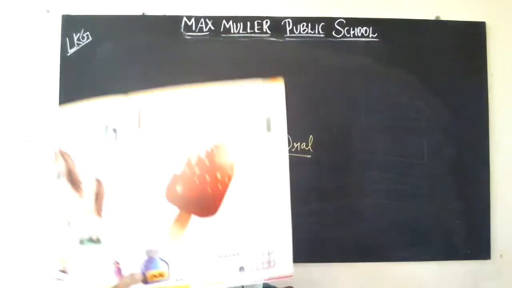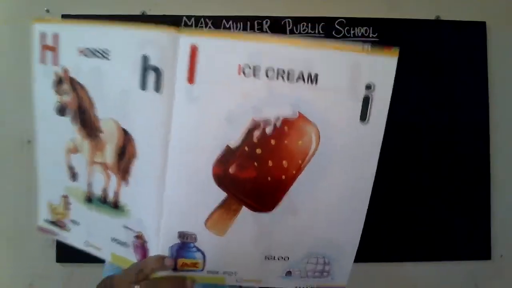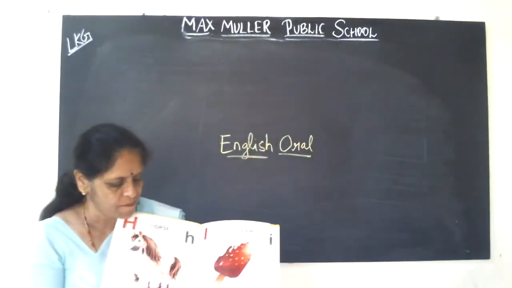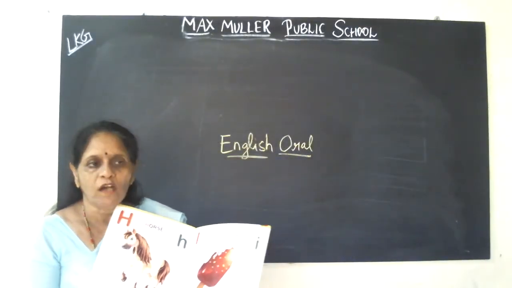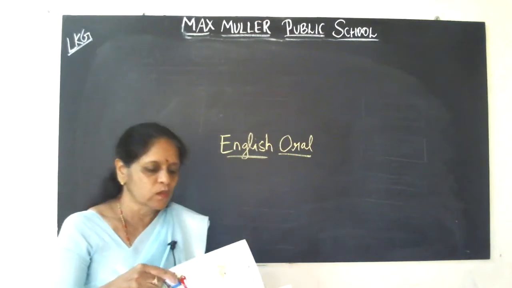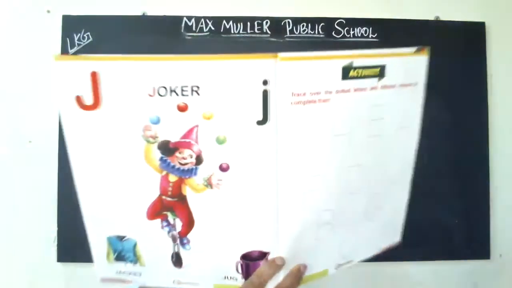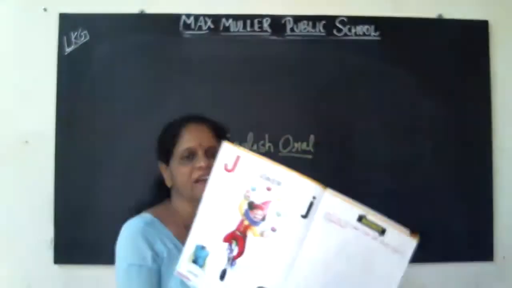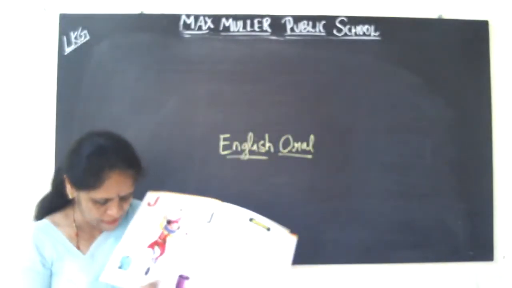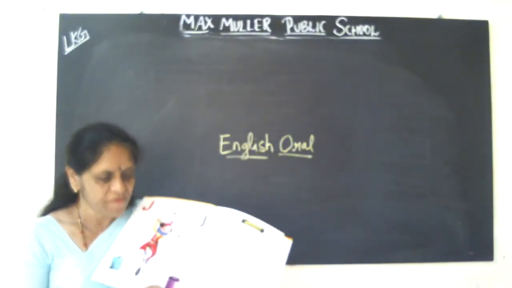I. Can you see this picture? Yes. I for ice cream. I for ink pot. I for igloo. J. J for joker. J for jacket. J for jug.